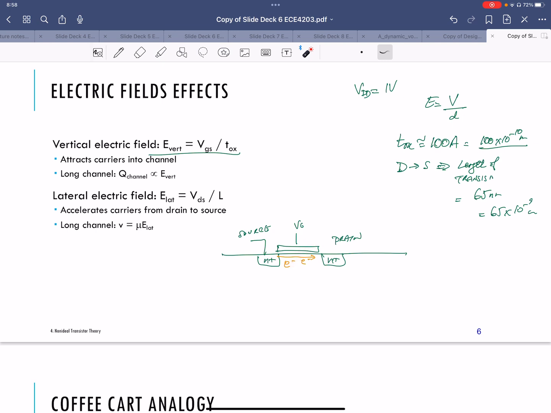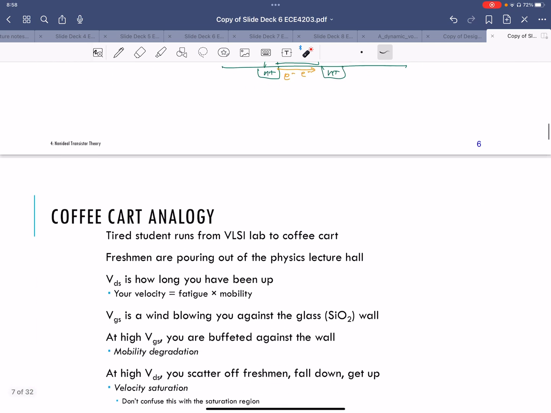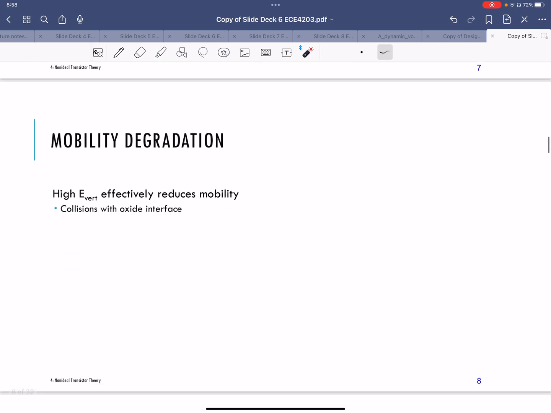And then the lateral electric field is the electric field from the drain to source, and we'll see why that has a tendency to reduce the mobility of the electrons once it gets too high, and so the velocity doesn't get as good as you would expect.